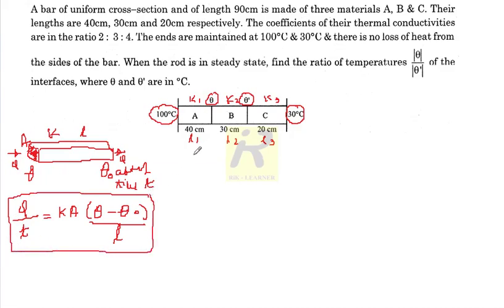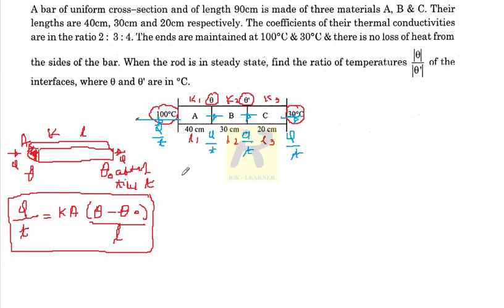Now for the three conductors, whatever heat enters here, the rate of heat Q by T that enters should pass here also, Q by T, and the same passes here also, Q divided by T, and the same should come here also, Q divided by T after some time. The rate of heat should be the same in all these three conductors.